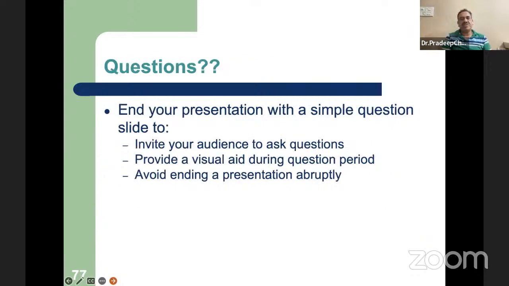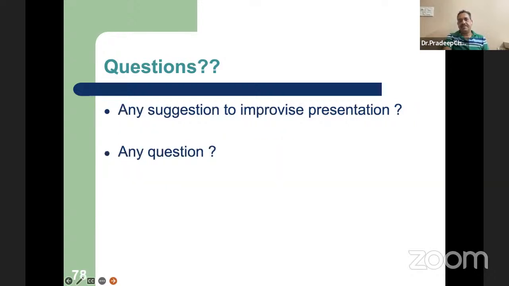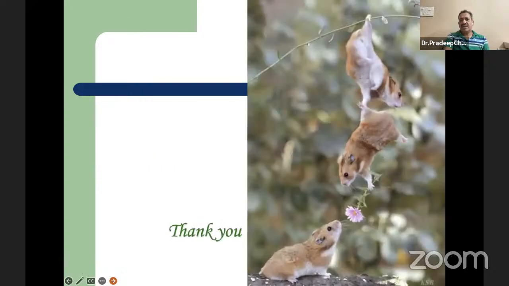At the end of the presentation, use a simple question slide to invite the audience to ask questions, and provide a visual aid during the question period. Avoid ending the presentation abruptly. Any suggestion to improve the presentation should be asked in the question period. Never end your presentation with a thank you. This is a very bad thank you slide.